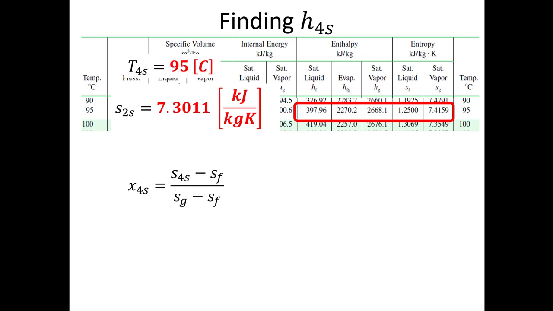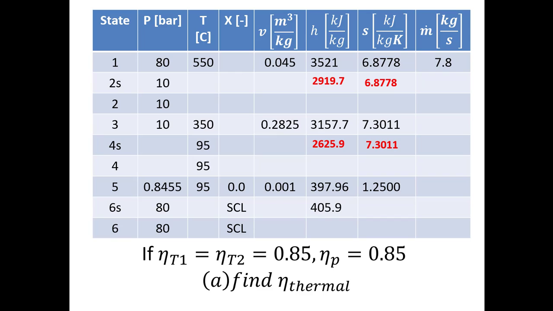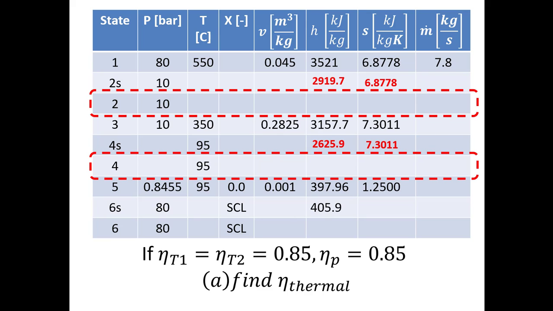So what I need to do is find the quality of my fluid. So how much is vapor here? And again, this is almost all vapor, but a little bit of liquid water. And then once I find x, then I can find h4s, which in this case is 2,626. So that's good. I know the ideal outlets of both my turbines, but I need to find the real outlets as well.